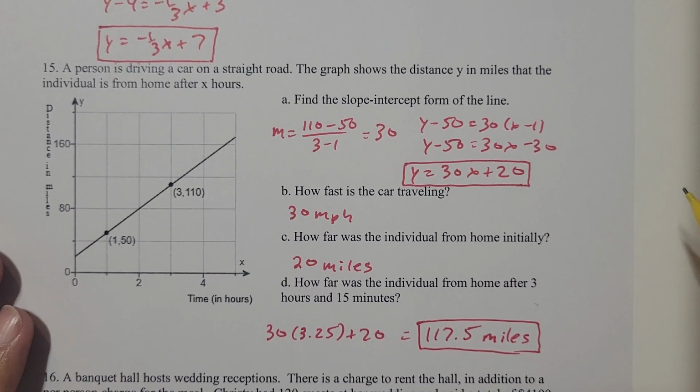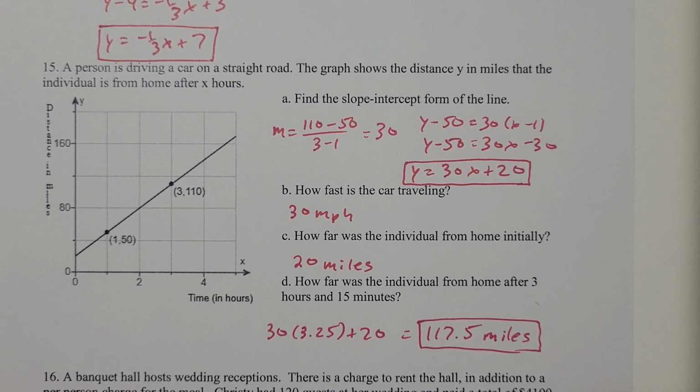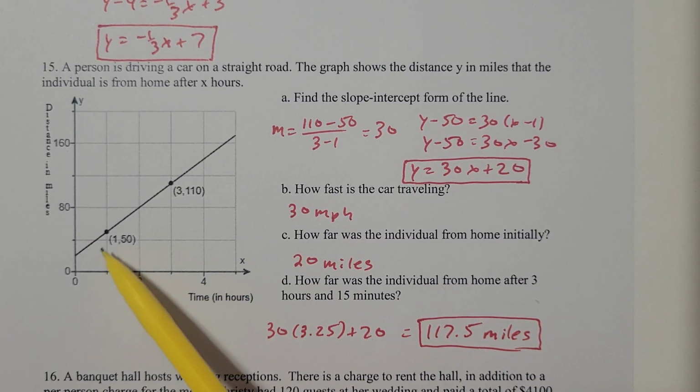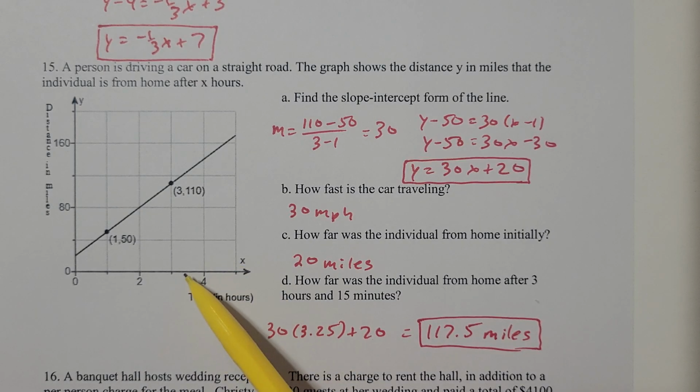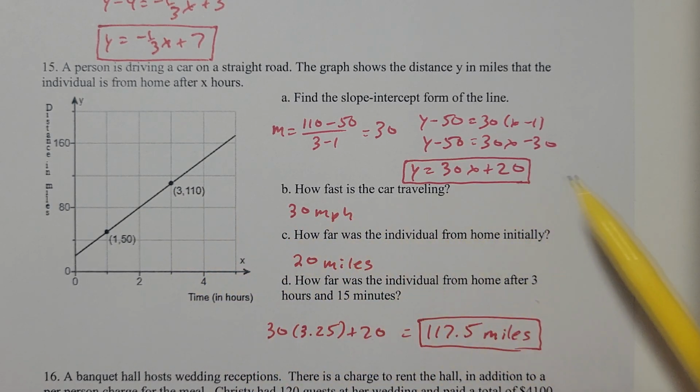Let's try problem 15. In problem 15, it says that a person is driving a car on a straight road. The graph shows the distance y in miles that the individual is from home after x hours. After 1 hour has gone by, they're 50 miles from home. After 3 hours have gone by, they're 110 miles from home. In part A, we want to find the slope-intercept form of this line.